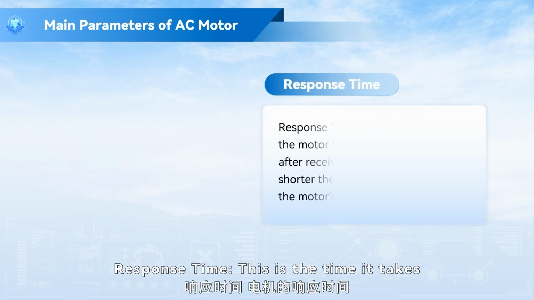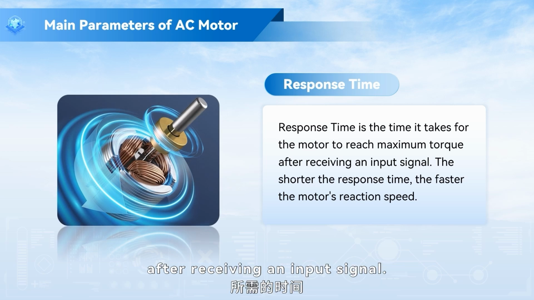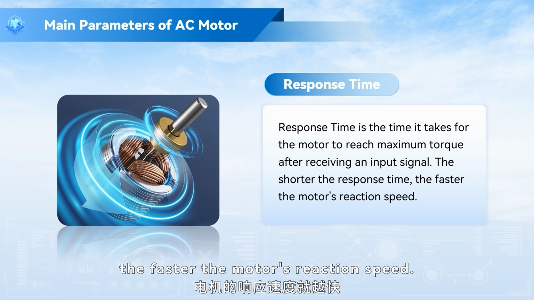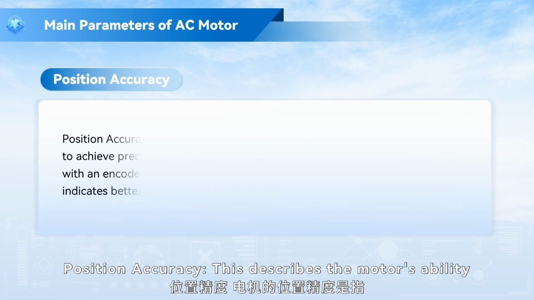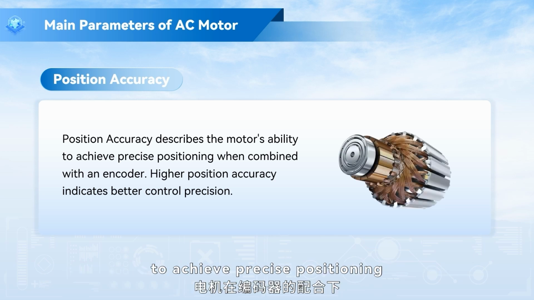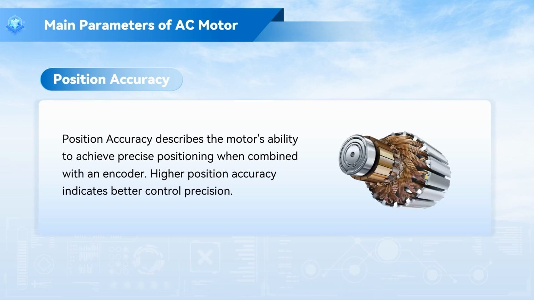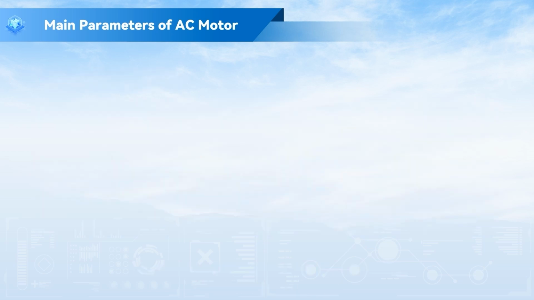Response time. This is the time it takes for the motor to reach maximum torque after receiving an input signal. The shorter the response time, the faster the motor's reaction speed. Position accuracy. This describes the motor's ability to achieve precise positioning when combined with an encoder. Higher position accuracy indicates better control precision.